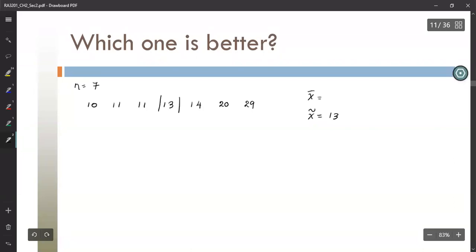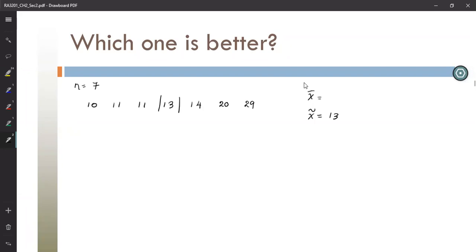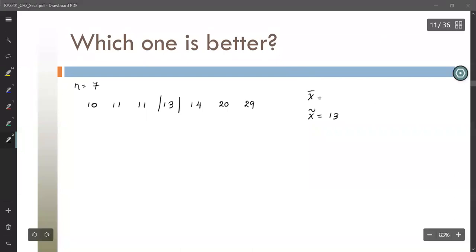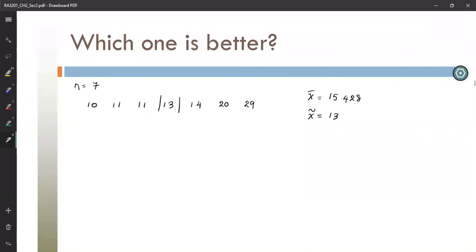Okay, can someone find the mean of this data set? 15.42. Any other answers? 15.428. Okay, I guess that's correct. So in this data set, the mean is 15.428 and the median is 13.